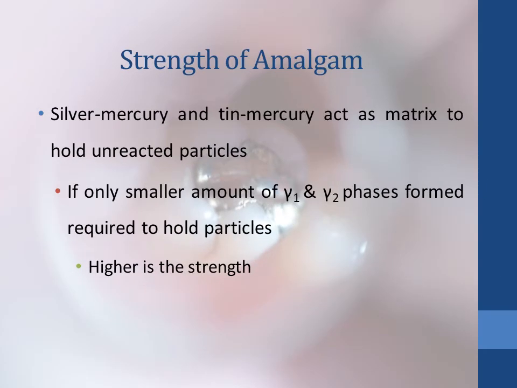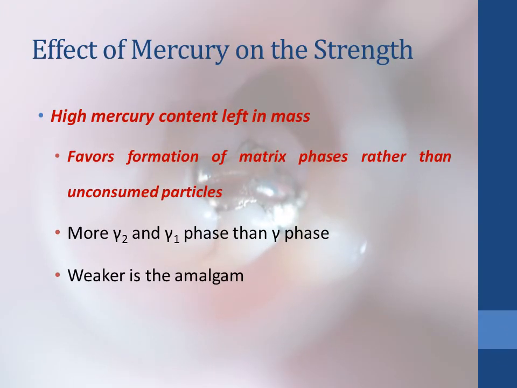So the strength of the amalgam is determined by the amount of matrix and the unreacted particles. And basically, the more the unreacted alloy, the higher the strength of amalgam. And silver mercury and tin mercury act as a matrix, which are basically the gamma 1 and gamma 2 phases. So if gamma 1 and gamma 2 phases are present in smaller amounts and the unreacted particles are present in higher amounts, higher is the strength.